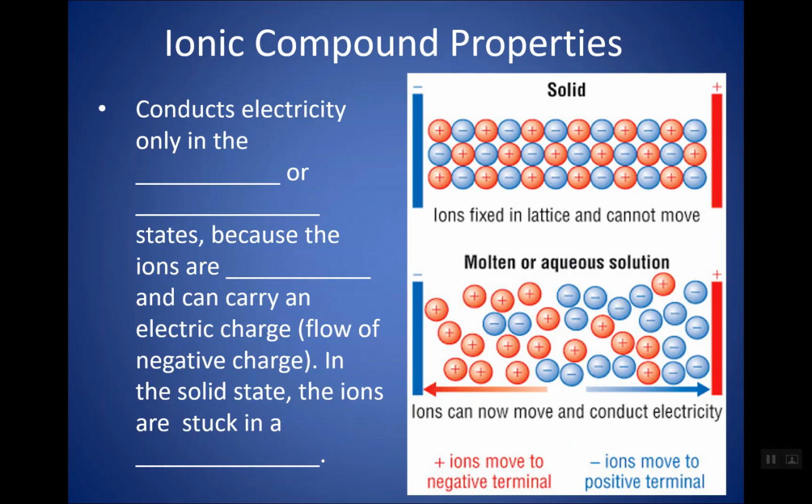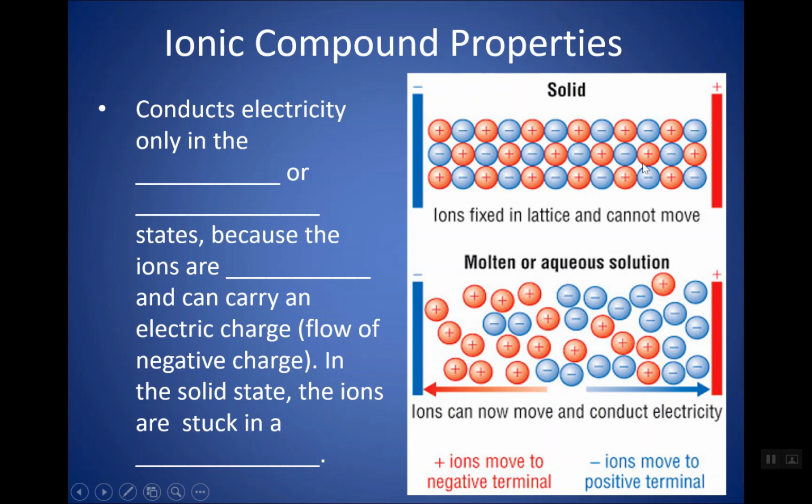Okay, the other property you do need to know is about conductivity. So when you have these ions locked in a lattice in the solid phase, you do have ions, but they are not mobile. They are in a fixed location. And remember, to conduct electricity, you need mobile electrons or mobile ions. So an ionic solid cannot conduct.